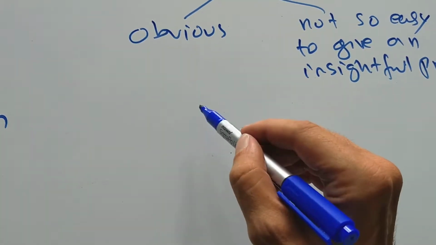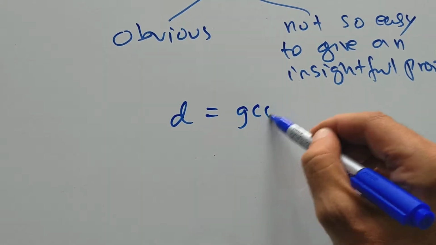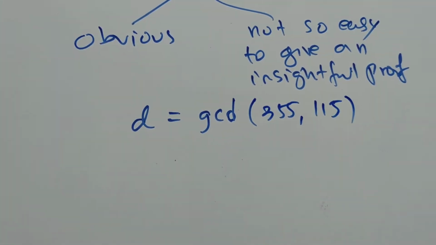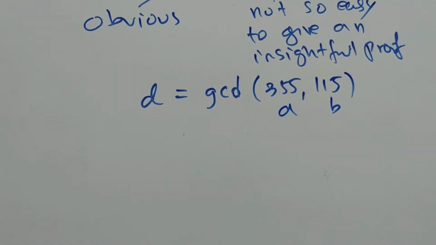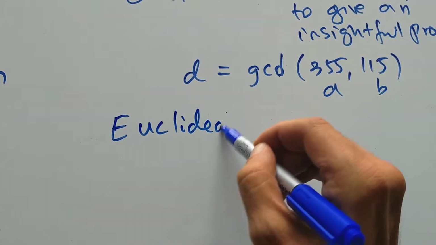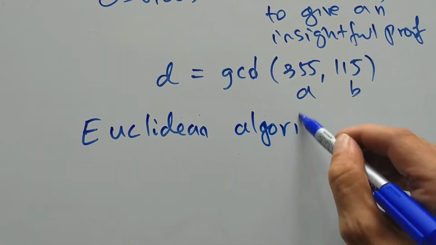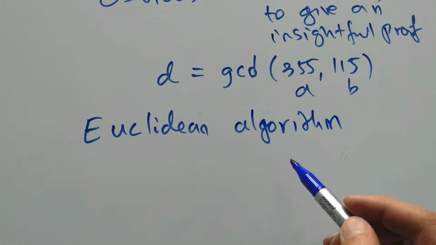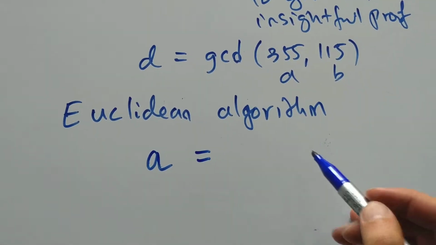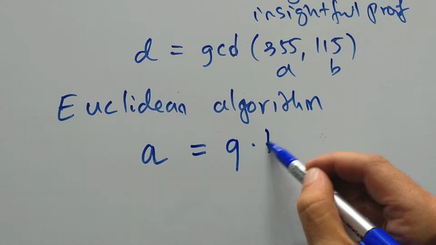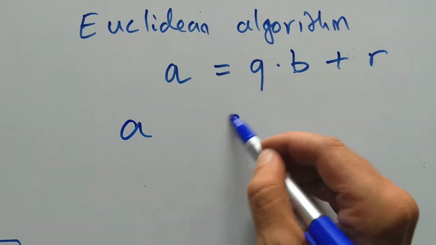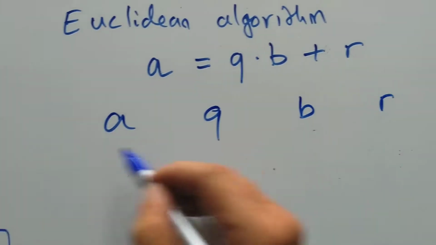Let's take D as the GCD of 355 and 115, two numbers we used before. This is going to be A, that's going to be B. How do we find the GCD? By the Euclidean algorithm. You know how it goes. I try to divide A by B, integer division, some quotient times B plus remainder, and I can organize this into a table very neatly, like so.